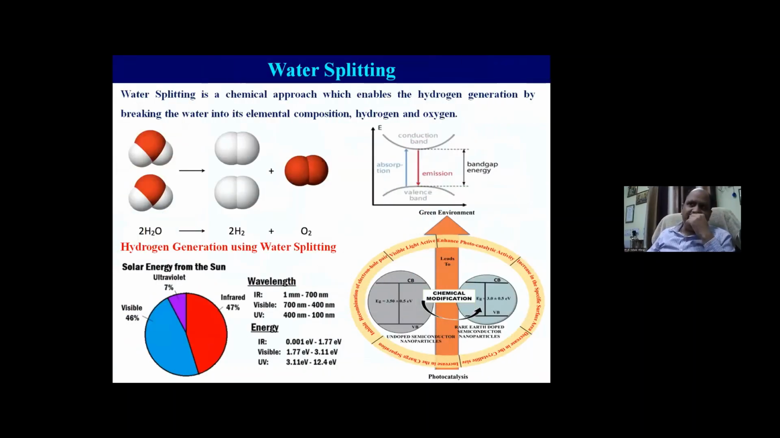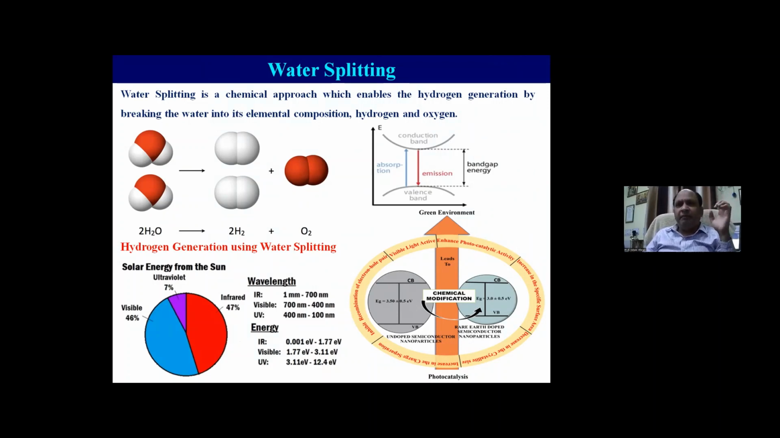So what is the process which is the backbone of getting hydrogen? This is water splitting. Water splitting is a chemical approach which enables the formation of hydrogen by breaking water into elemental hydrogen and oxygen. So here you just break the water molecule into elemental hydrogen and oxygen. This phenomenon is called the water splitting phenomenon.